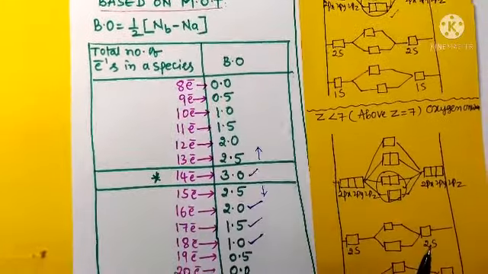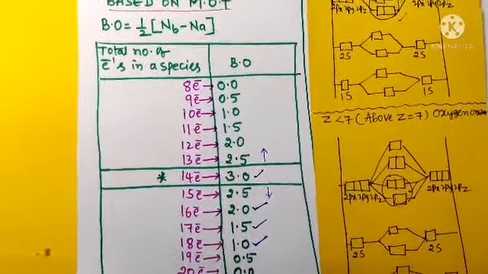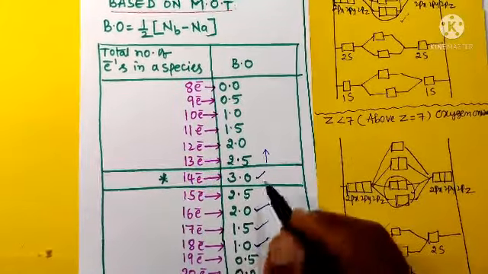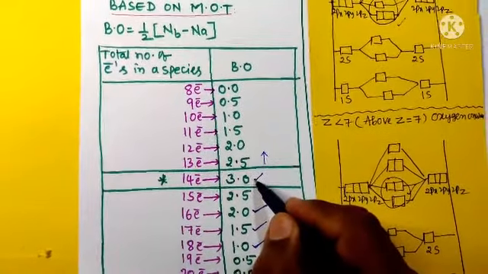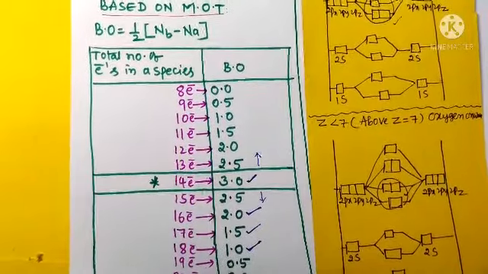But in objective examination, it is very difficult to find out its bond order by drawing all these energy profile diagrams. That's why there is one simple trick to find out its bond order. See here, that simple trick is, in a given species, just identify the total number of electrons. If the species contains a total of 14 electrons, then its bond order is 3.